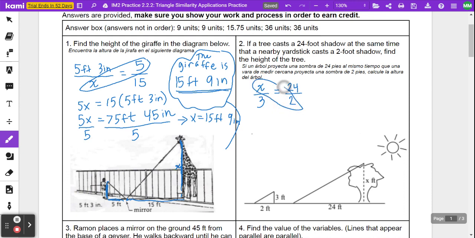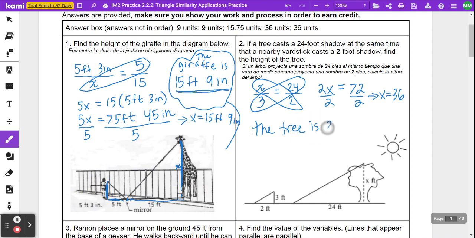Now I'll cross multiply. I have 2x equal to 24 times 3, which is 72. I divide both sides by 2, and I get x is equal to 36. So the tree is 36 feet tall. We continue.